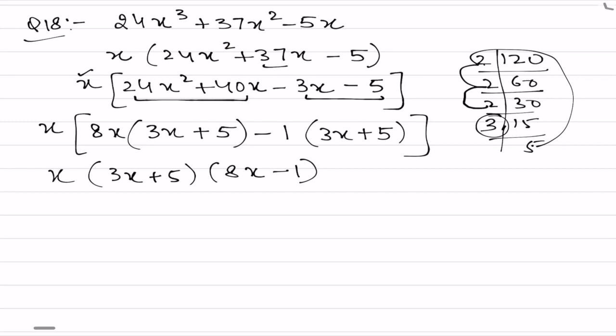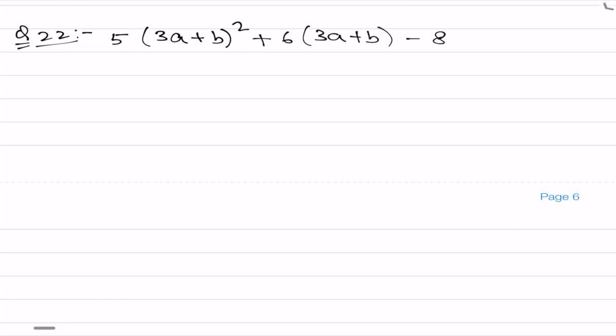So children, these were the simplest questions. Now for the same type of question, they will mold it in a different way. Now see question number 22. This type is very important. 5 into 3a plus b whole square plus 6 into 3a plus b minus 8. Now in this type of question, children, please don't use the identity for 3a plus b whole square, that is a plus b whole square, and then open the bracket.